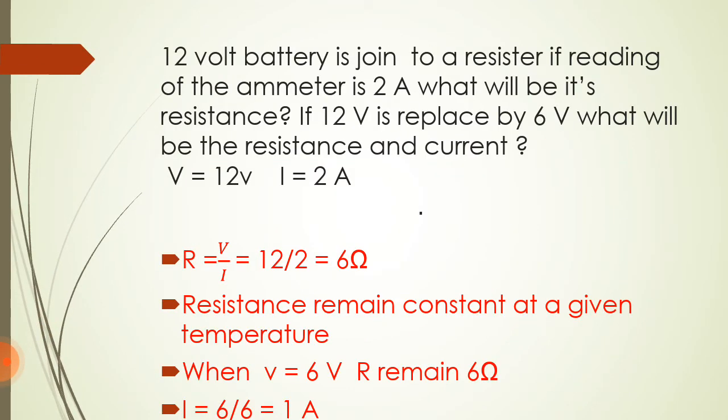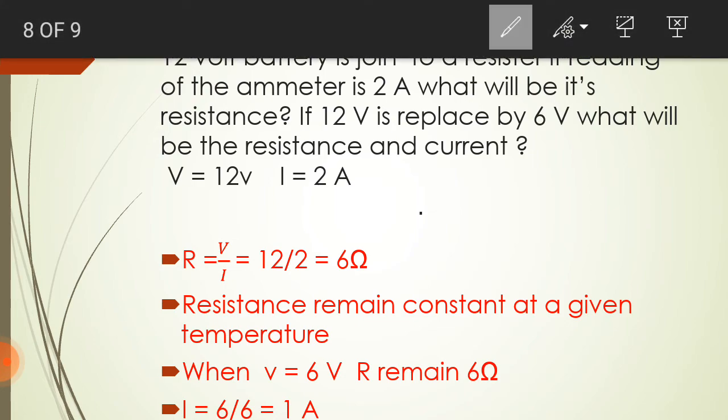So let us solve a problem. A 12 volt battery is joined to a resistor. If the reading of the ammeter is 2 ampere, what will be its resistance? If the 12 volt is replaced by 6 volt, what will be the new resistance and current? In the question, what is given? Given V is equal to 12 volt, I is equal to 2 ampere. So what is the resistance? The formula is V by I. So 12 by 2, that is 6 ohm. So the resistance is 6 ohm.